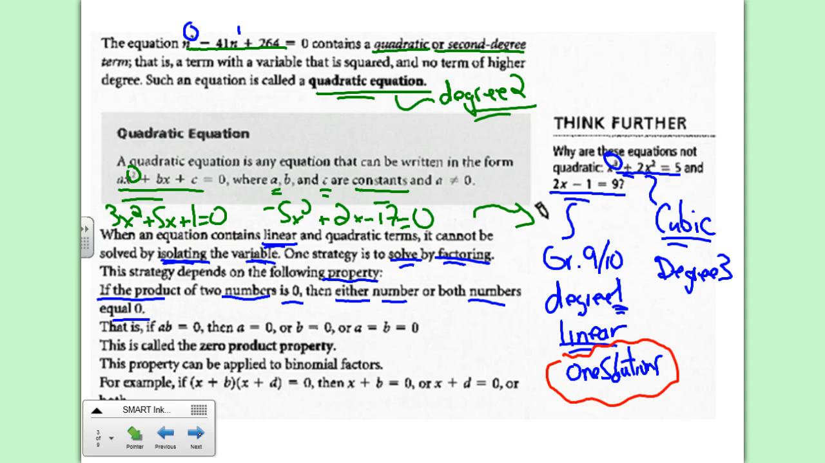In other words, if A times B is equal to 0, then either A equals 0 or B equals 0 or both of them equal 0. But that's the only way that a product can be 0. It's called the zero product property.